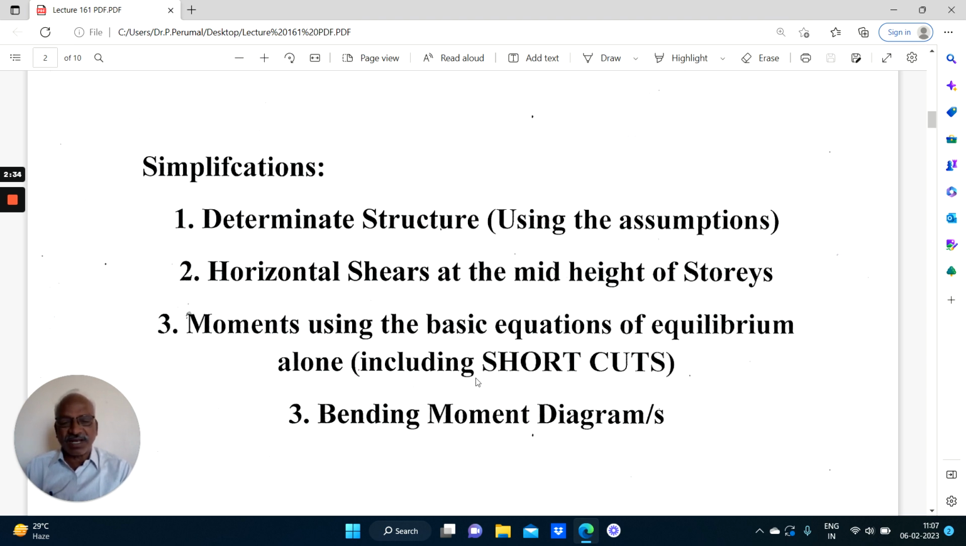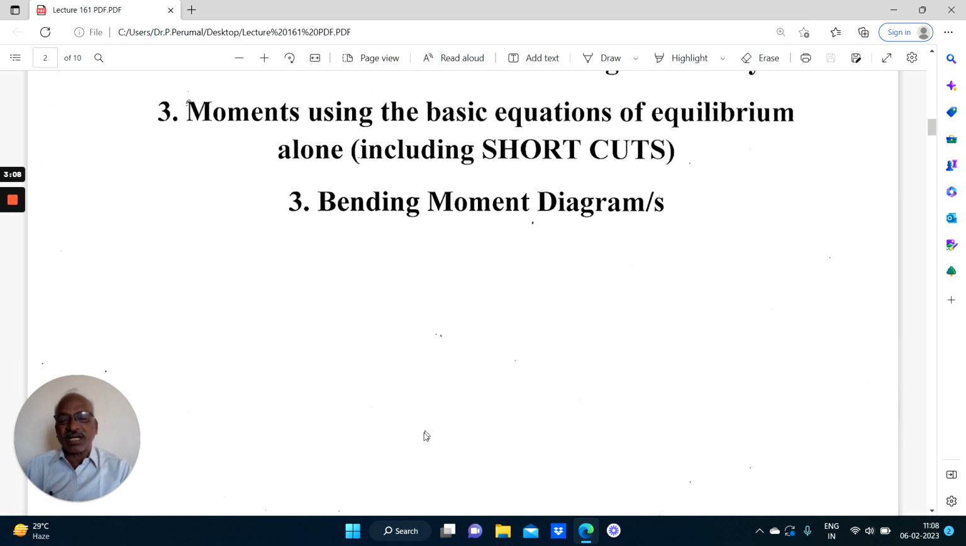I'll explain. However, shortcuts can be used by practical designers for simplifying the calculation work. But for students, from the examination point of view, you have to show the calculations. Those calculations again will be simple only, because after making the structure statically determinate, we are going to analyze the structure only by using the equations of equilibrium, sigma V equals 0, sigma H equals 0, and sigma M equal to 0, right? And then we have to draw the bending moment diagram, right?